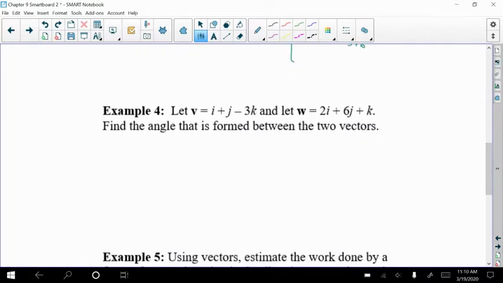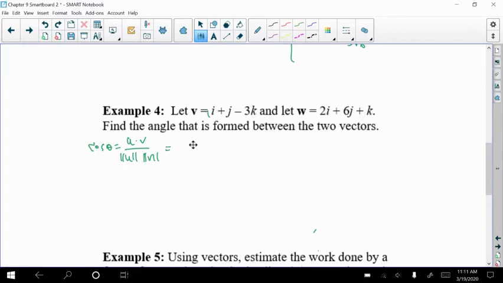The formula in 2 dimensions is the same as the formula in 3 dimensions. So we still have cosine of theta equal to the dot product of the two vectors divided by the product of their magnitudes. For our dot product, the top part of this ratio, in 2 dimensions we focus on the i component times the i component and the j component times the j component. Well, we'll just add on the k component times the k component.